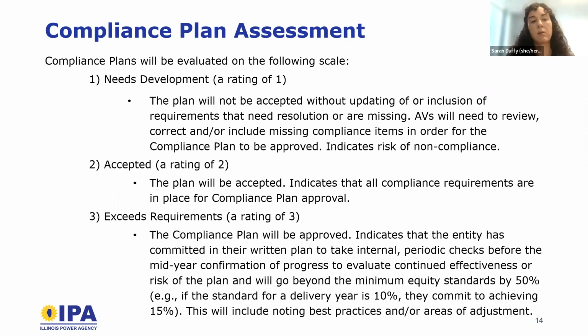So we will be reviewing these compliance plans, scoring them on a very simple 1, 2, 3 rating scale. If a plan receives a rating of 1, we are going to have to ask the AV to address any missing items or incomplete fields and resubmit so that they can continue with their applications. A rating of 2 or 3 means that the compliance plan was adequate. We hope to see a lot of exceeds requirements because we do want to see some AVs trying to go beyond the minimum equity standard and do the work to go above and beyond the minimum. Next slide, please.